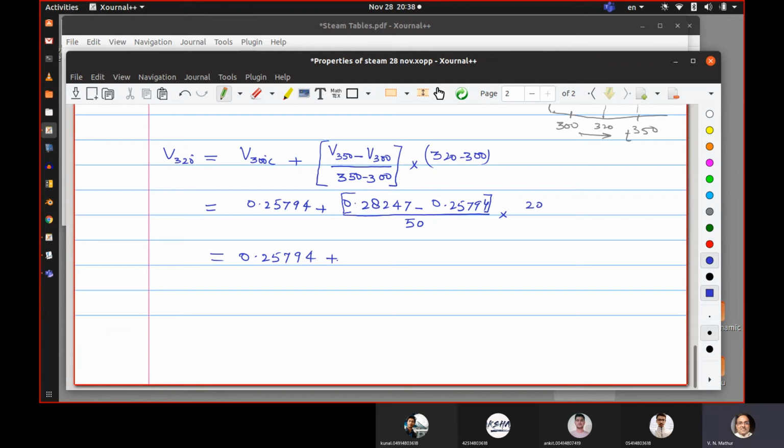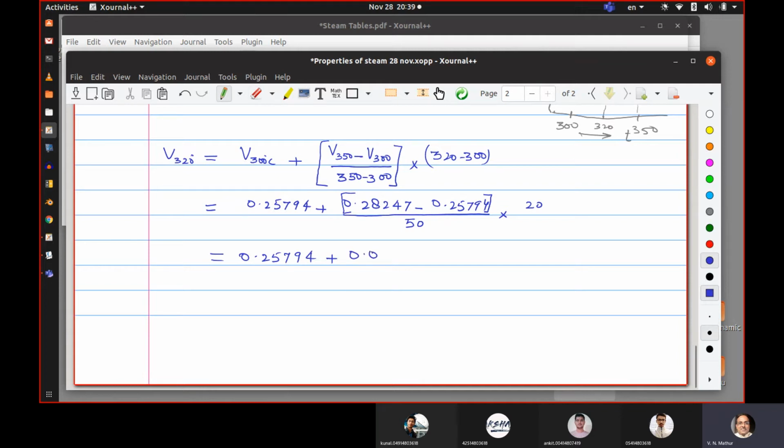Point 28247 minus 0.25794 is 0.02453, multiplied by 2 divided by 5. So this thing is to be multiplied by 2 and then divided by 5. It's 0.009812.